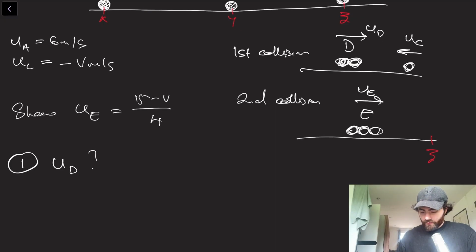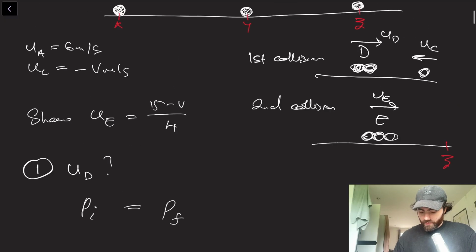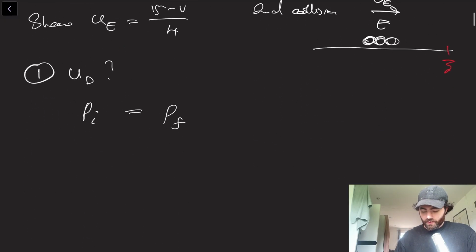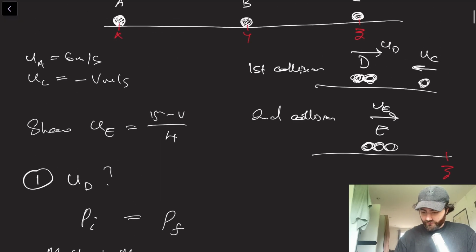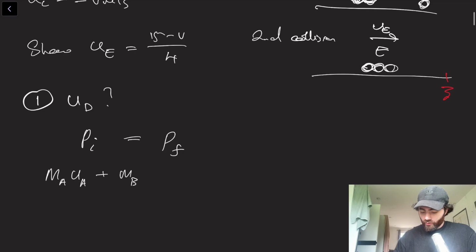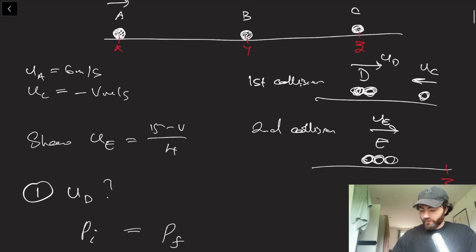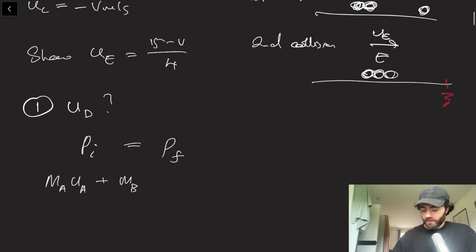And to find that, we know that the initial momentum, because momentum is conserved, equals the final momentum. For this case, the initial momentum will be the mass of A times U of A plus the mass of B. For this first part, we're trying to find U of D, so then we can find the speed of E, because then we can conserve the momentum again. The momentum of D plus the momentum of C will equal the momentum of E.